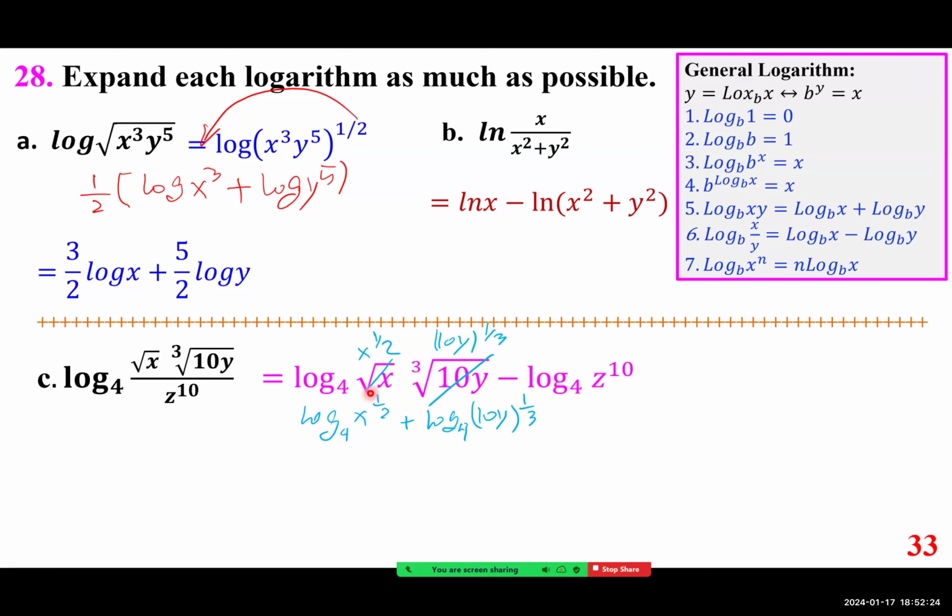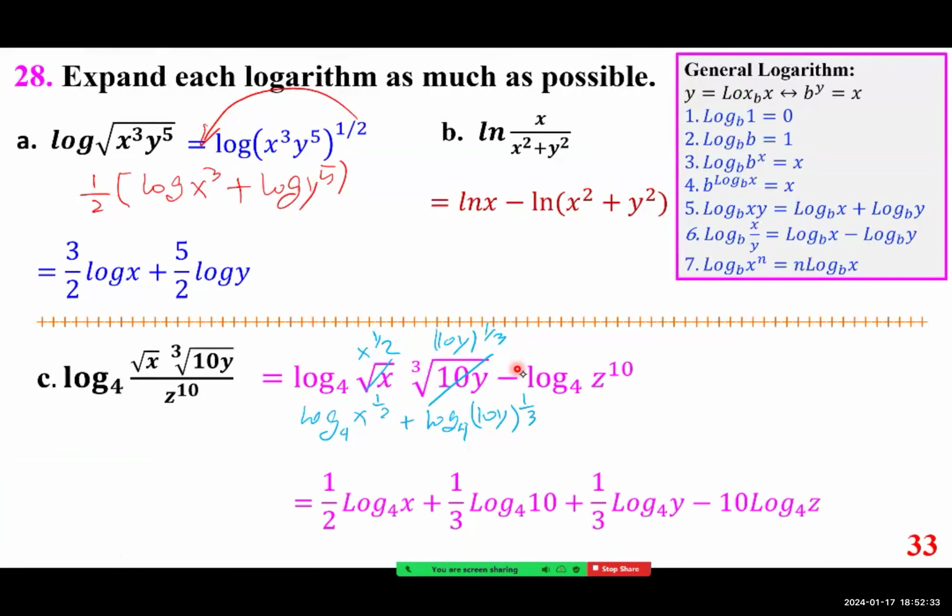So what happens, this one 1/2 sits in front. This one 1/3 sits in front. Log of 10y is log of 10 plus log of y, and this one 10 sits in front. So please understand that this is this part, okay? So we are expanding. It's very straightforward.